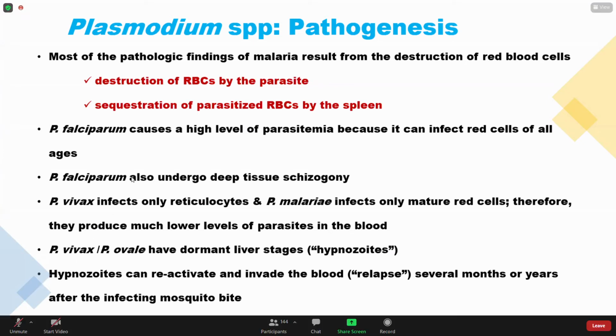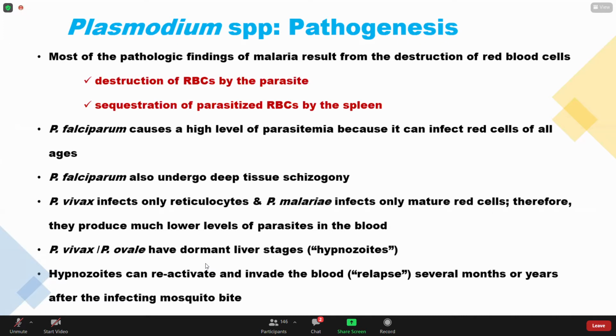It can invade both reticulocytes and matured erythrocytes. So all red blood cells, at different stages of maturation, can be invaded by the P. falciparum parasite. As a result, the resulting anemia is devastating. Whereas with other species such as P. vivax and P. malariae, they have particular subsets of red cells that are invaded.